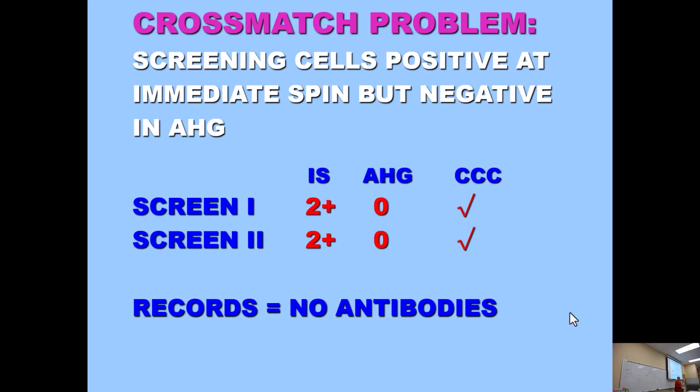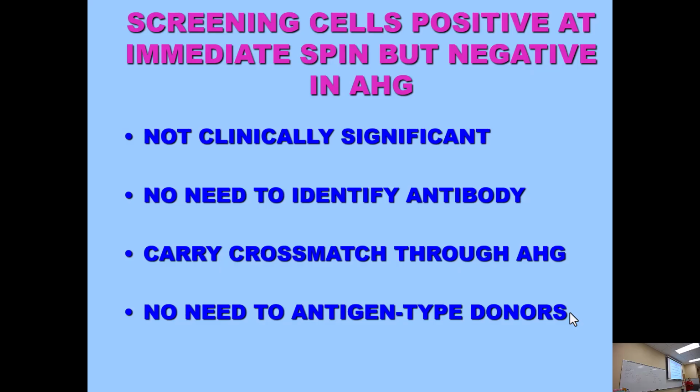Screening cells, positive immediate spin but negative in AHG. Records show no antibodies. Not clinically significant. We have no need to identify the antibody. However, we still have to carry the cross-match through AHG. We don't need to antigen type donors. Because the immediate spin is likely to be positive too, we want to prove that at AHG, those units are still negative.